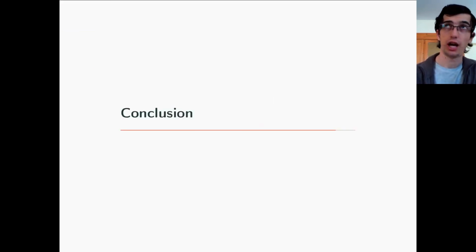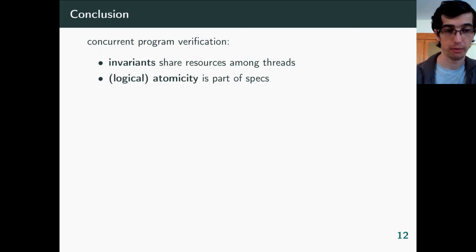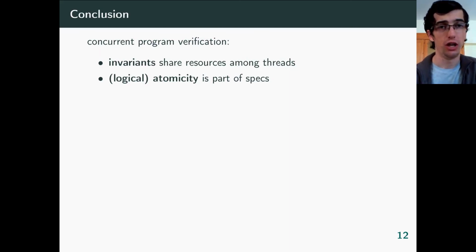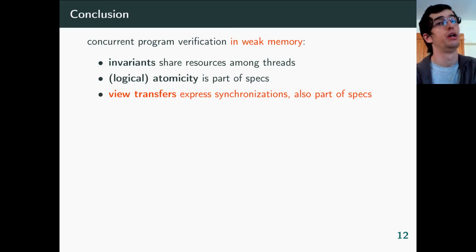To recap, I've shown several tools for reasoning about concurrent programs. Invariants are well known already. To use invariants to their full power, we need to pay attention to atomicity in specs, and for that, we have logically atomic triples. What's new is that now we want to support weak memory, and for that, we have views. My claim is that the combination of all of these tools works. Logical atomicity is compatible with weak memory, and it's expressive enough for specifying and proving fine-grained concurrent programs, while at the same time remaining quite natural to use.